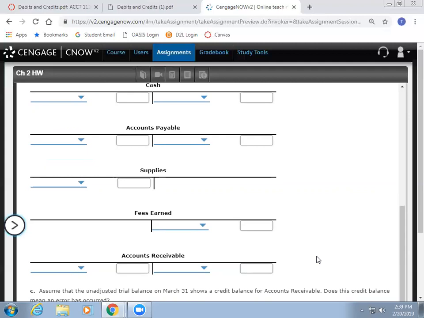And then I would just know terminology. I would know what the journal is, what the ledger is, what posting means, what your post references are. I would know a T account: left always means debit, right always means credit.